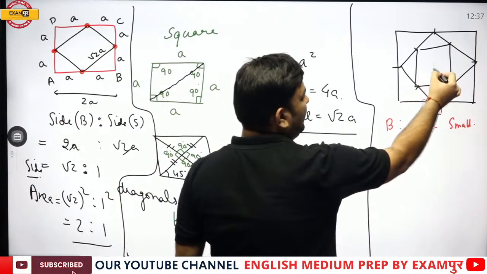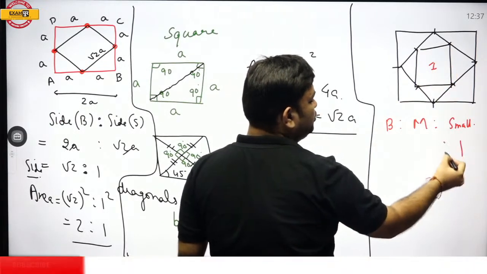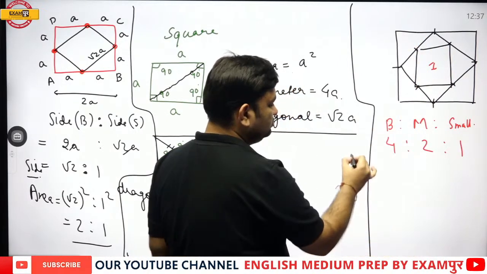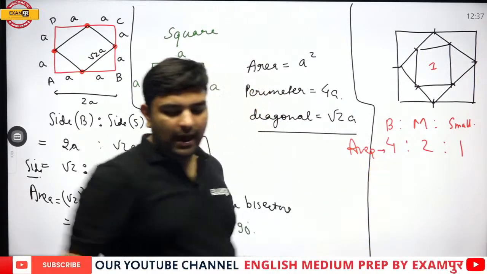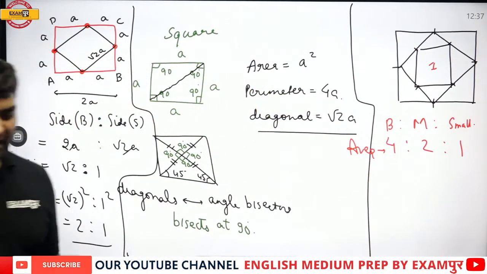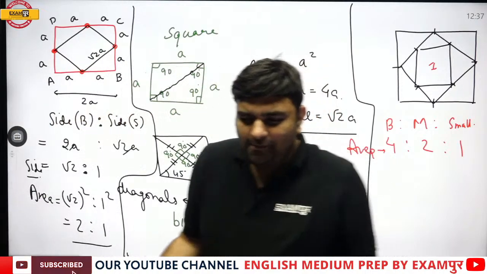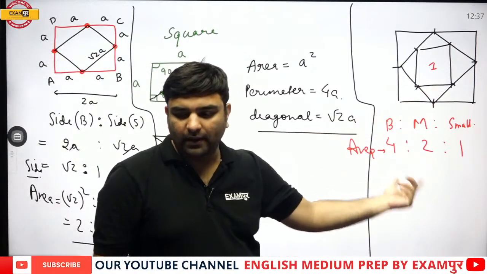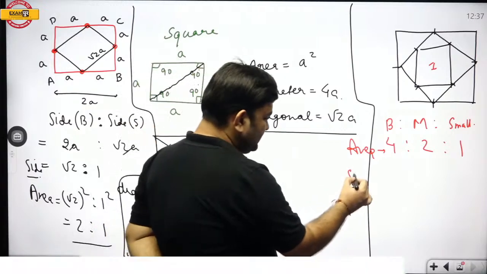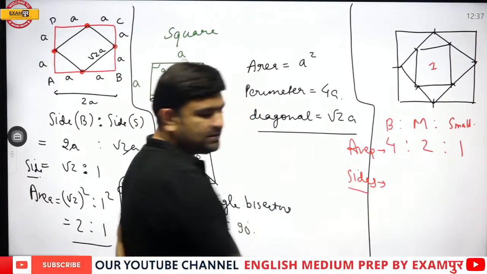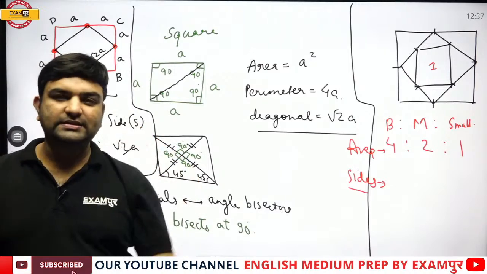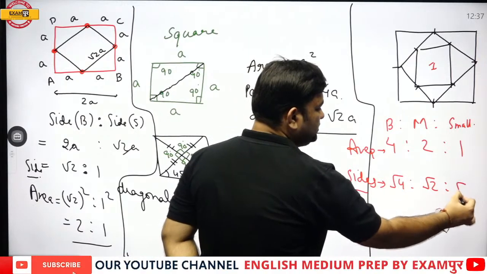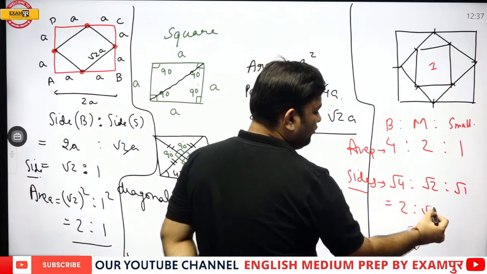If small is going to be 1, then the middle is going to be 2, and if the middle is 2, then the big is 4. Agree, guys? If for small it is 1, then for the middle it is 2, and for the big it is 4. What are their side ratios? Take the square root: root 4, root 2, root 1. So the ratio is 2 : root 2 : 1.